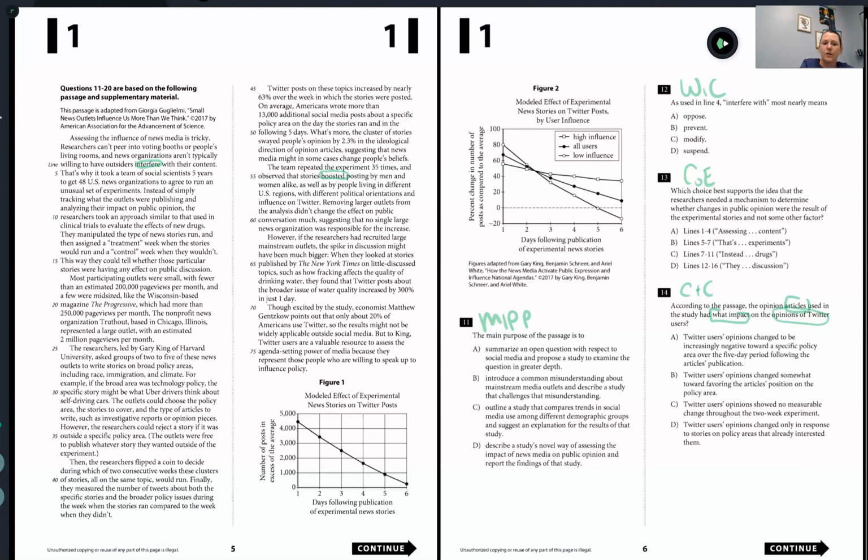For example, if the broad area was technology policy, the specific story might be what Uber drivers think about self-driving cars. The outlets could choose the policy area, the stories to cover, and the type of articles to write, such as investigative reports versus opinion pieces. However, the researchers could reject a story if it was outside a specific policy area. The outlets were free to publish whatever they wanted outside of the experiment.